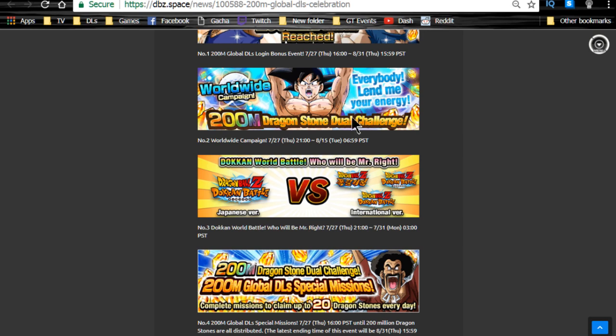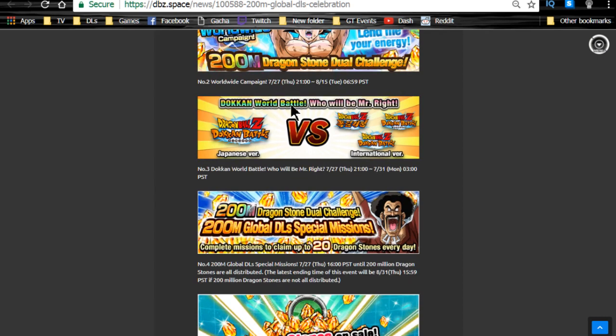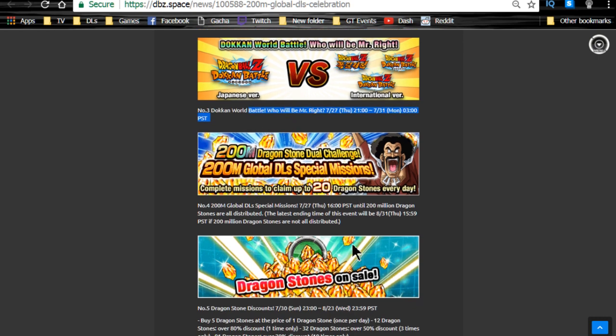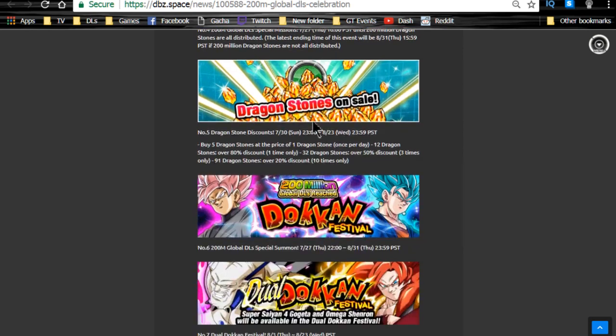But anyway, the next one is going to be Dokkan World Battle. This is going to be the JP versus the Global. I'm pretty sure this is the one for the Bulma. Yeah, it says who will be Mr. Right. So we have that coming. The mission rewards, which I already went over. The Dragon Stones are going to be on sale: buy 5 Dragon Stones at the price of 1, once per day.